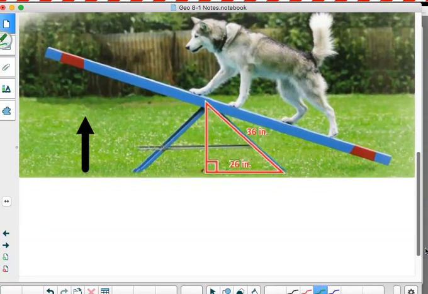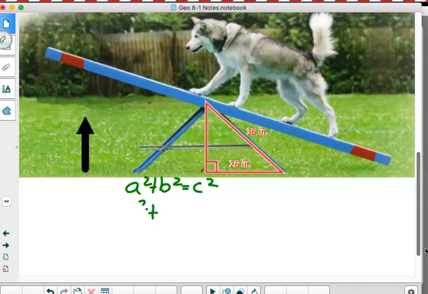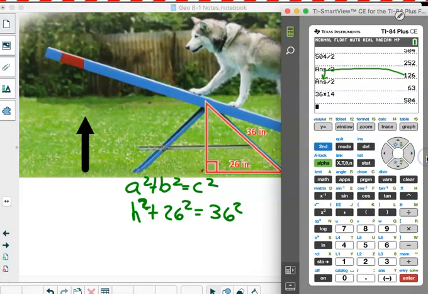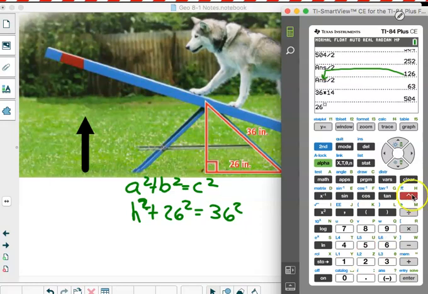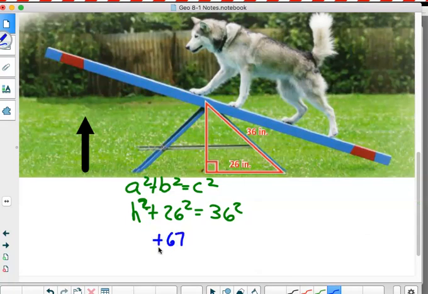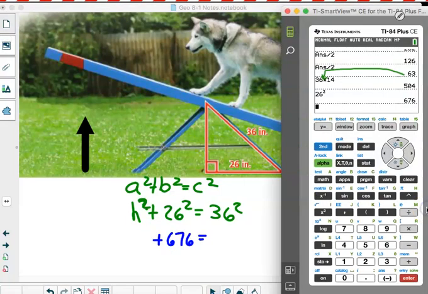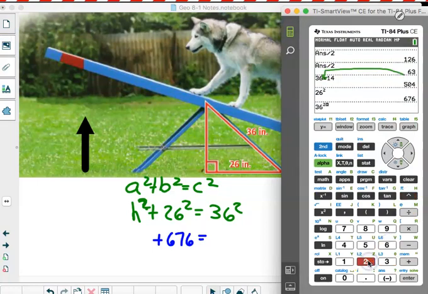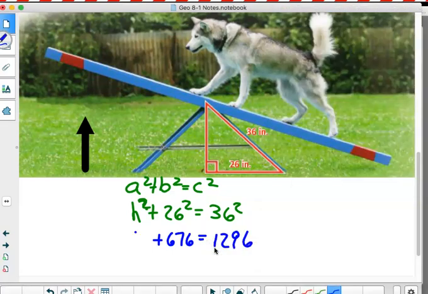Okay, welcome back. We have a squared plus b squared equals c squared, where I have a leg of 26, b say, and a is what I'm looking for. I'm going to call that h for height, because they want a height above the ground. So 26 squared is equal to c squared, which is 36 squared. 26 squared is 676, and 36 squared is 1296. And I've got to find my h.